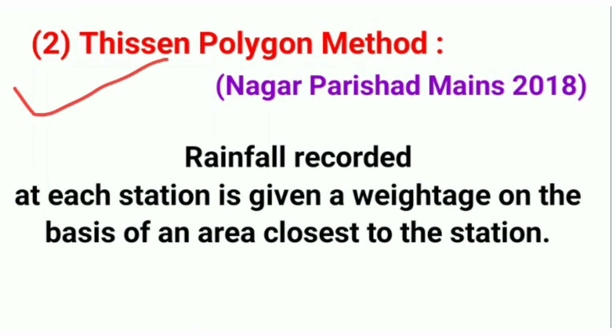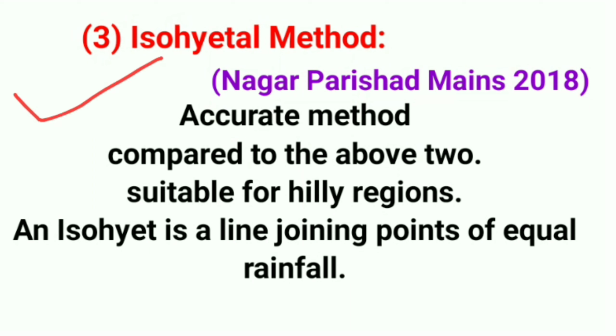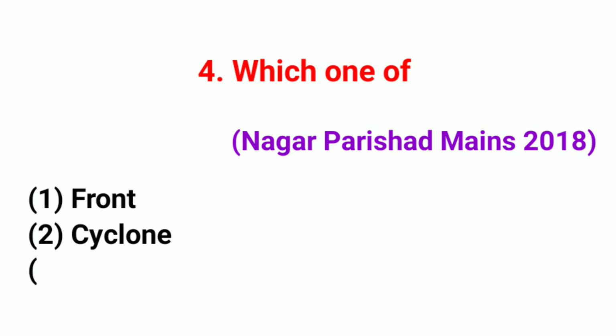Second method is the Thiessen polygon method. Rainfall record at each station is given a weightage on the basis of the area closest to the station. Third method is the isohyetal method. It is more accurate compared to the above two and suitable for hilly regions. An isohyet is a line joining points of equal rainfall.